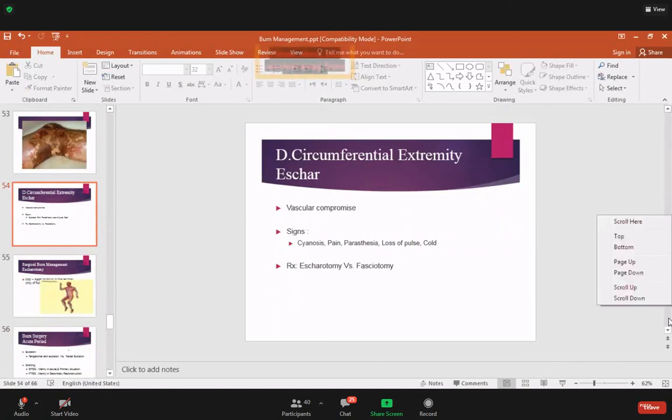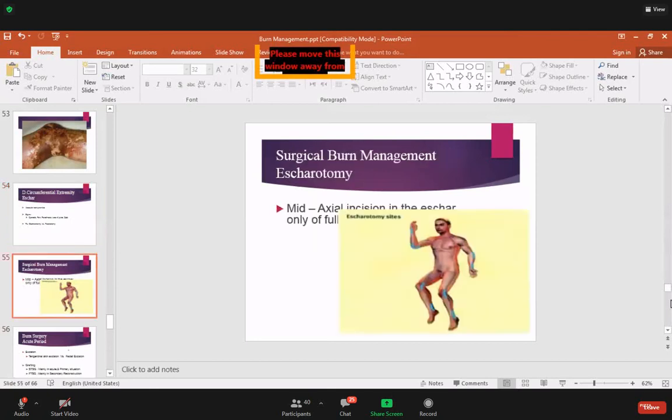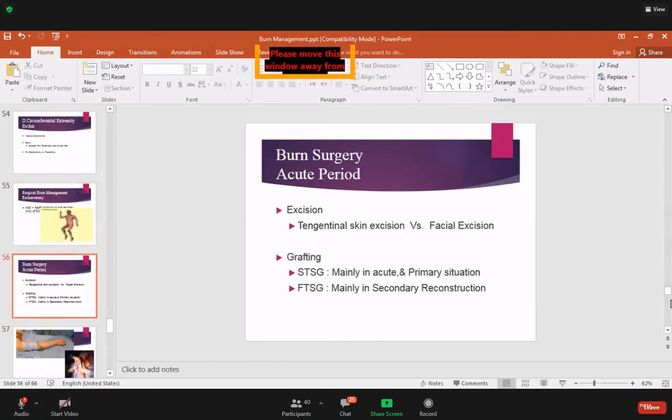Okay, we have discussed the scar, why we are doing the sclerotomy: because there is vascular compromise and we have to get rid of the pressure on the vessels. Otherwise, there will be ischemic necrosis.